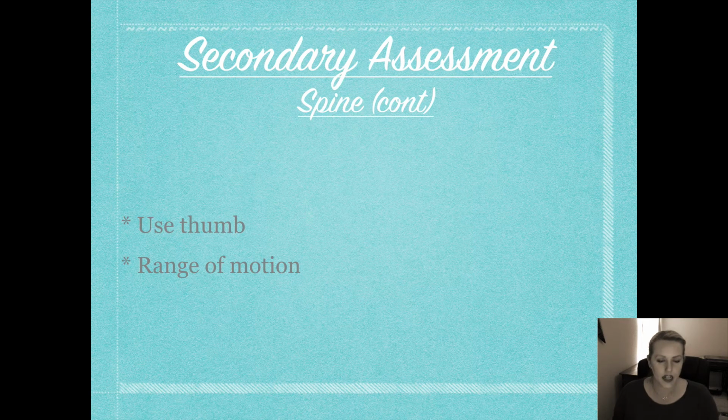So on the spine, when we run our finger down it, we want to use our thumb. We want to make sure everything's aligned, make sure nothing's poking out or that they have no fractures of one of those processes. We also want to check their range of motion. Can they move side to side? Can they bend over?